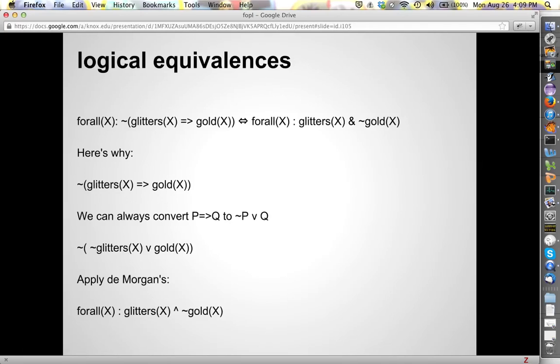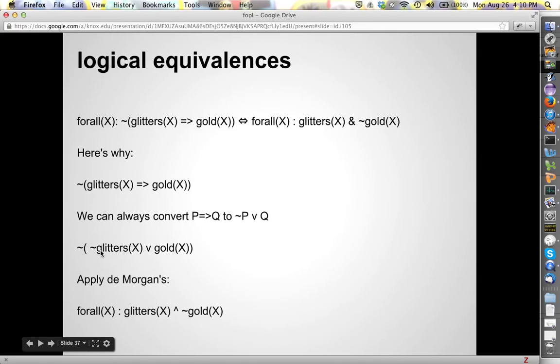Let me show you why. For all x, not glitters x implies gold of x. This is actually the equivalent to saying for all x, glitters x and not gold x. Here's why. Not glitters x implies gold of x. Well, this is essentially p implies q. And we can always convert p implies q to not p or q. So this is the same as saying not glitters or gold of x.